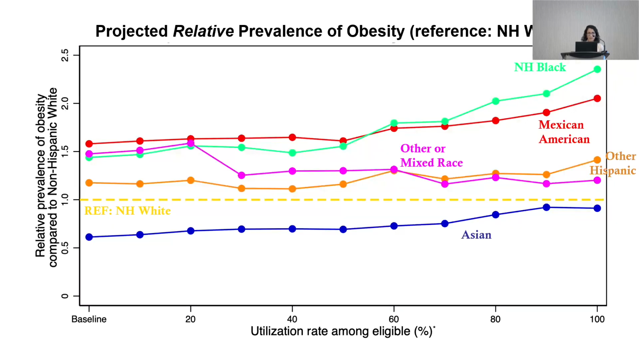We also looked at the relative prevalence of obesity. So for this, we divided the prevalence of each group over the prevalence of non-Hispanic white youth, taking into account the fact that the prevalence would decrease with increasing uptake. So as more youth shift from obese to overweight, the prevalence will decrease. But unfortunately, since so many non-white youth of color are already in the obese category, more of them remain in that obese category. So what happens is that the relative prevalence of obesity would increase over time.